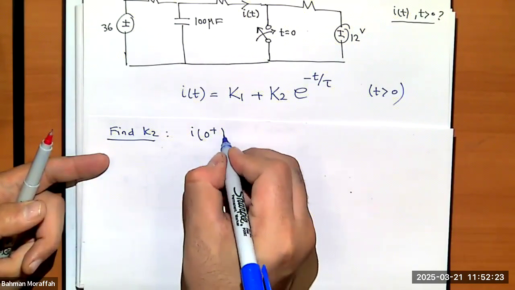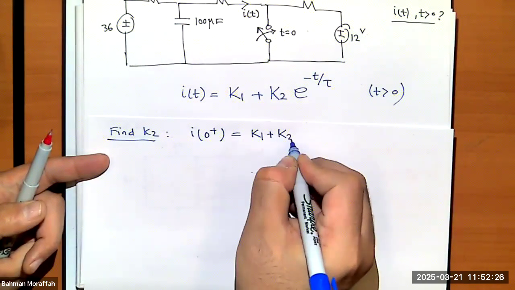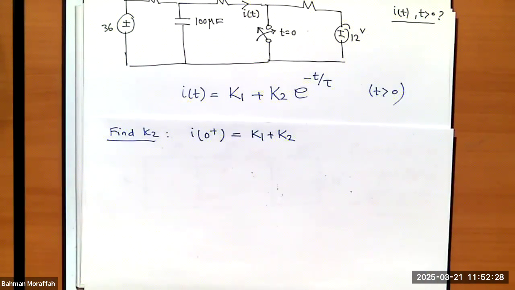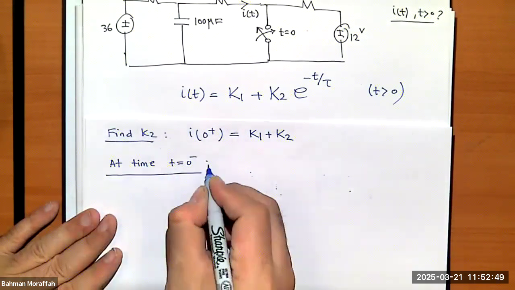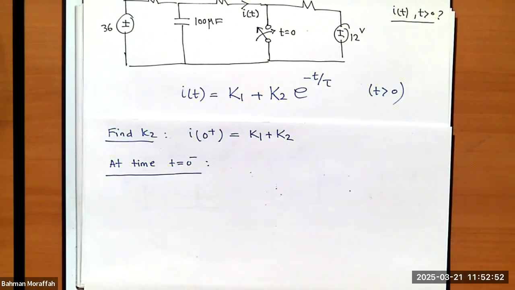Therefore, we need to know I at time 0 plus, which gives us K1 plus K2, right? But we do know I at time 0 plus is not I at time 0 minus. There is no continuity there. So what we need to do is to look at the circuit at time 0 negative and find the variables that are continuous, right? What's the circuit look like at time 0 negative? Well, obviously the switch is open.